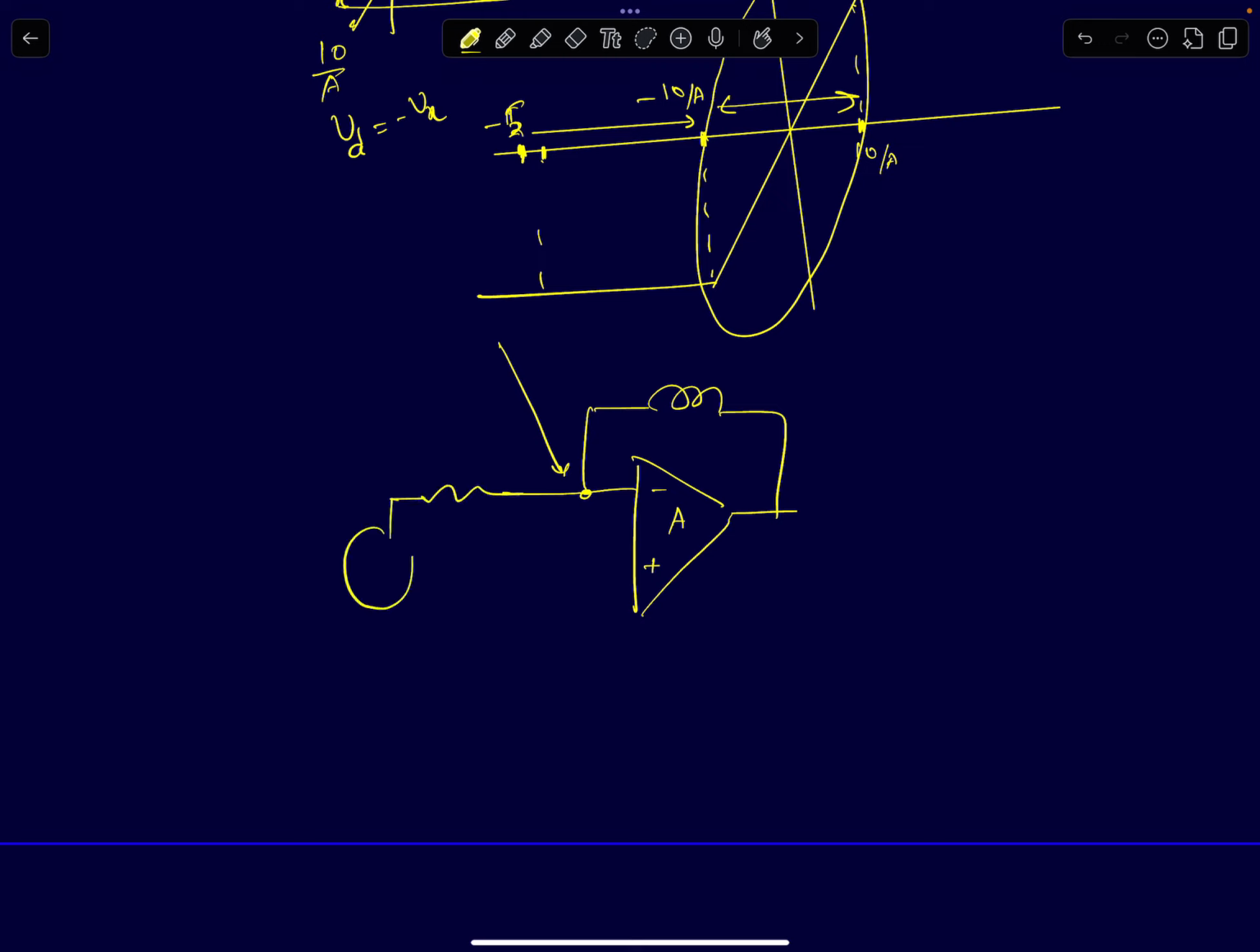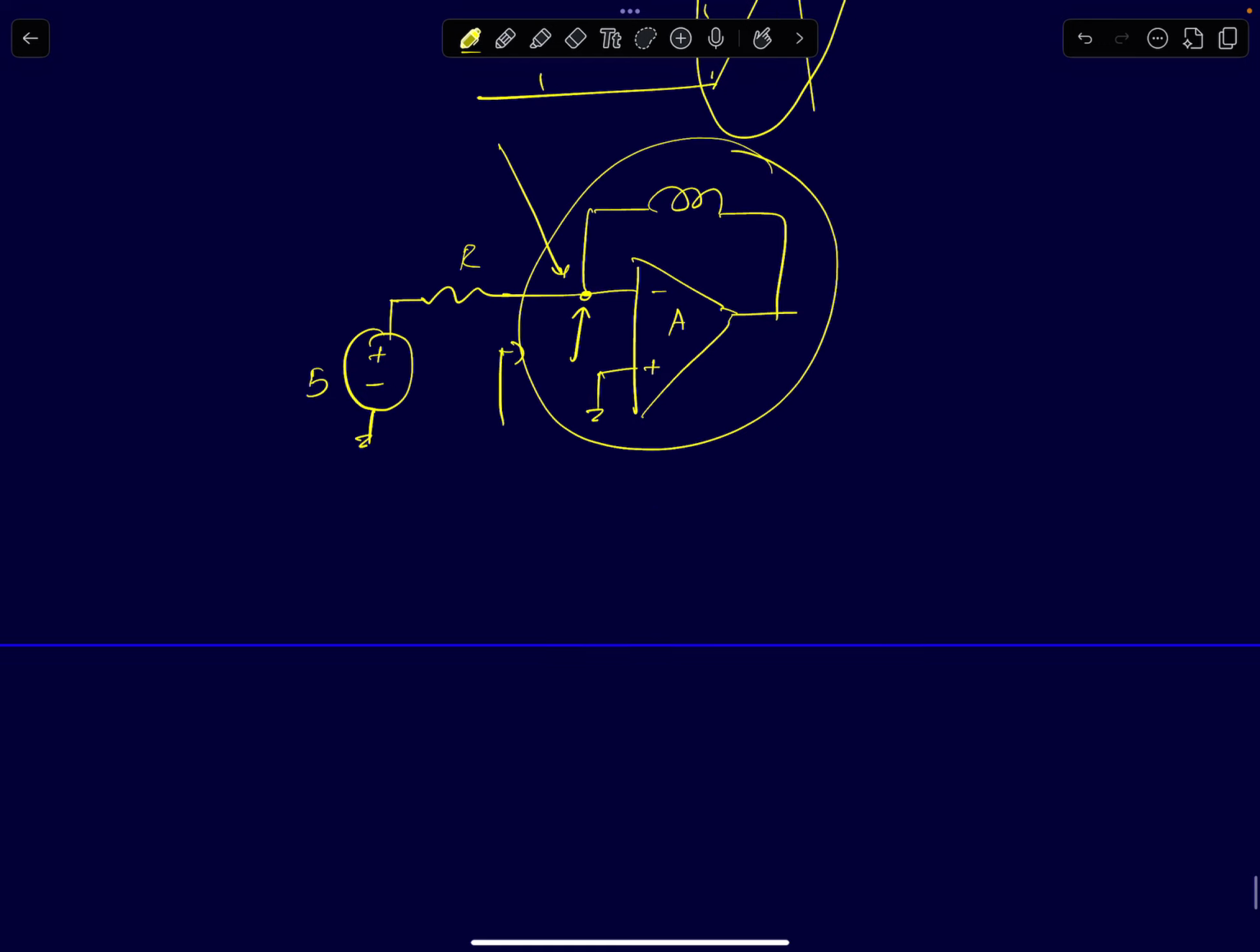I have a resistor connected to one end, and the other end, this node, is connected to an inductor with an op-amp around it. For this circuit, we can use Miller's theorem and show that it can be approximated to an inductor of value L by 1 plus A.